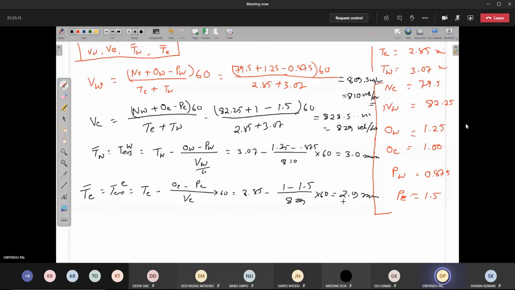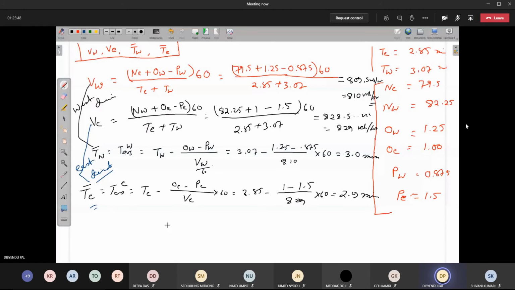So this is the flow in the west direction and the average time in the west direction. This is the west direction. This part is this direction. For each direction, what is the flow and what is the average travel time taken by the vehicles.